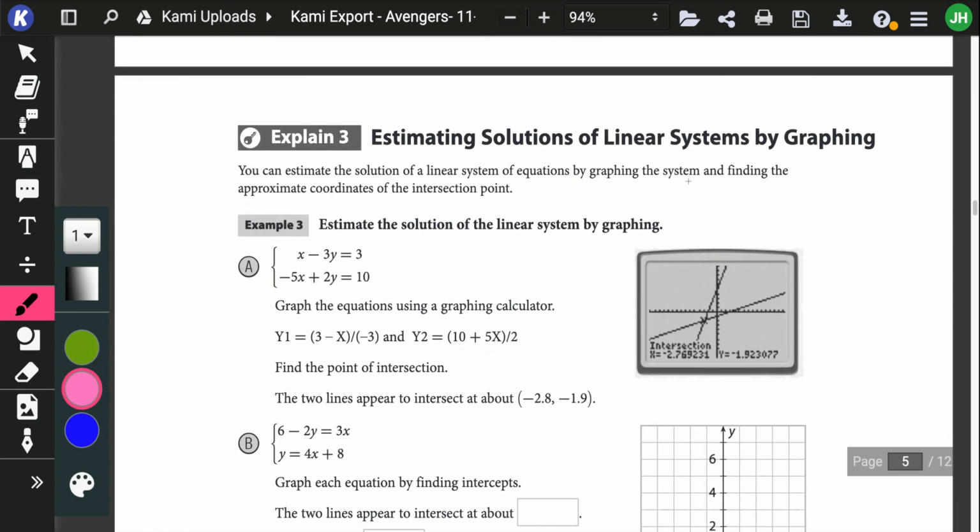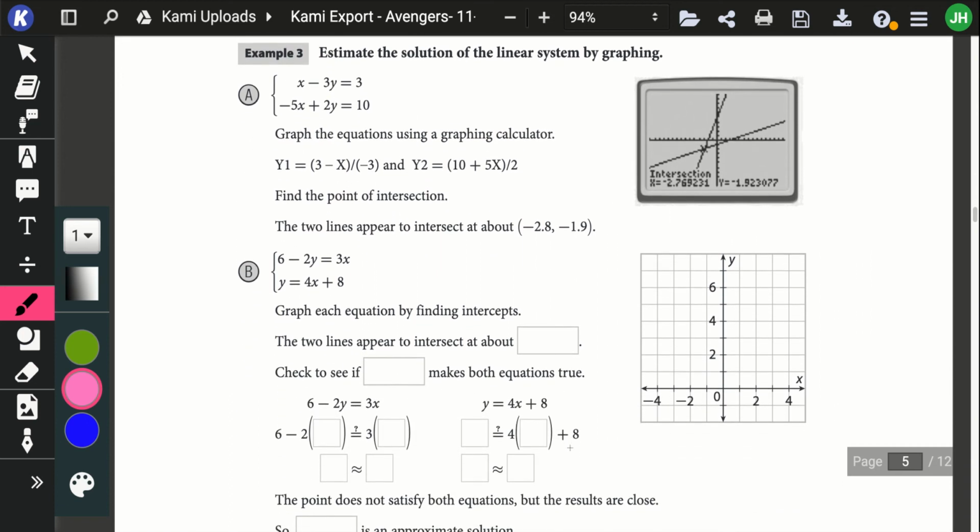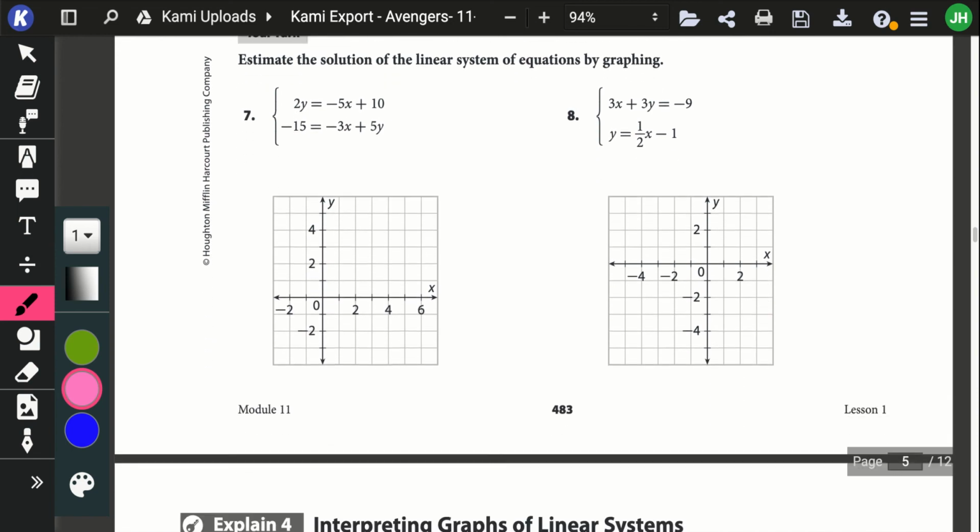Okay, so special lines. This one says you can estimate by graphing, right? If you have a graphing calculator, you graph them, you see where they cross, estimate the solution. I'm not going to go through this one. You can read through it on your own.